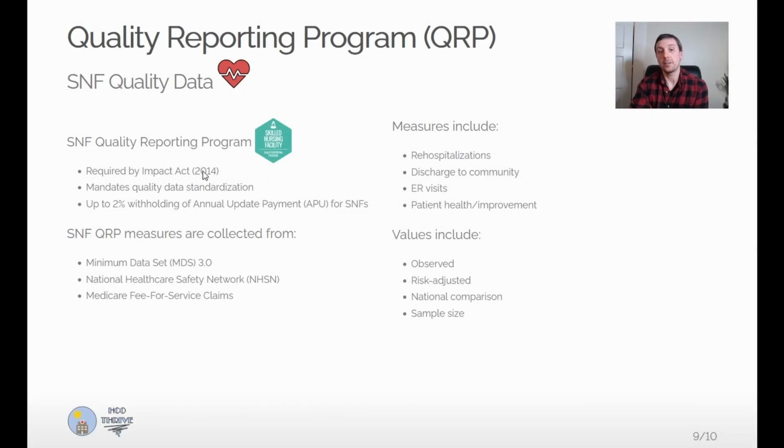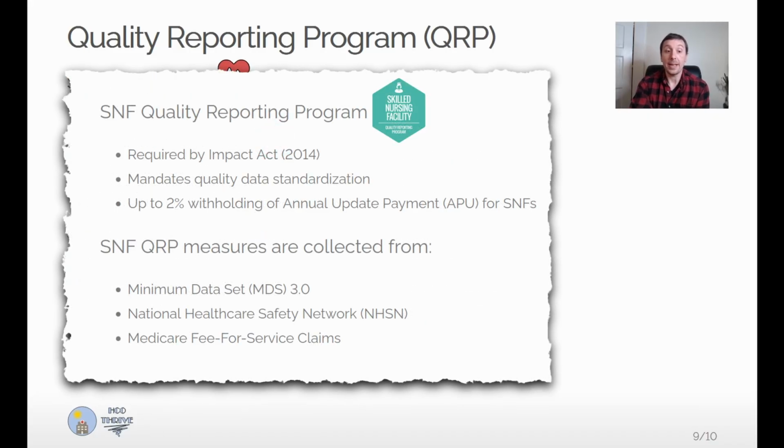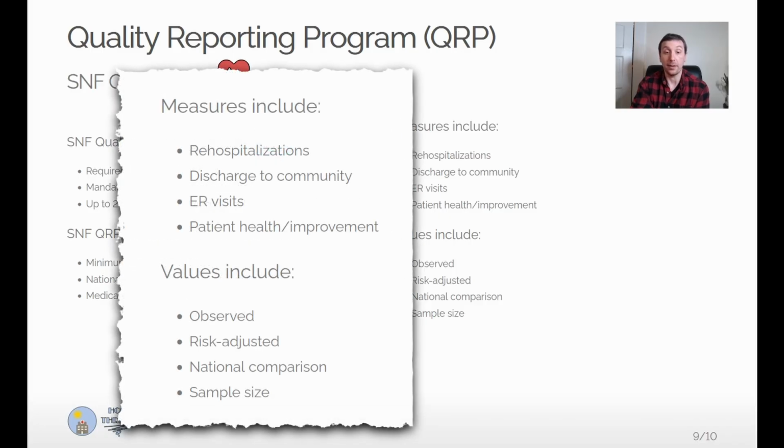I've mentioned the Skilled Nursing Facility Quality Reporting Program a few times before. This is required by the Impact Act of 2014, which stipulates up to 2% withholding of the annual update payment if they fail to report. Once again, measures come from the MDS. Some vaccine measures come from the National Healthcare Safety Network. And lastly, some variables come from Medicare claims, as discussed prior. Here, for values, you have observed values, risk-adjusted, comparison nationally, so are they above or below the national average level, and then sample size as well.